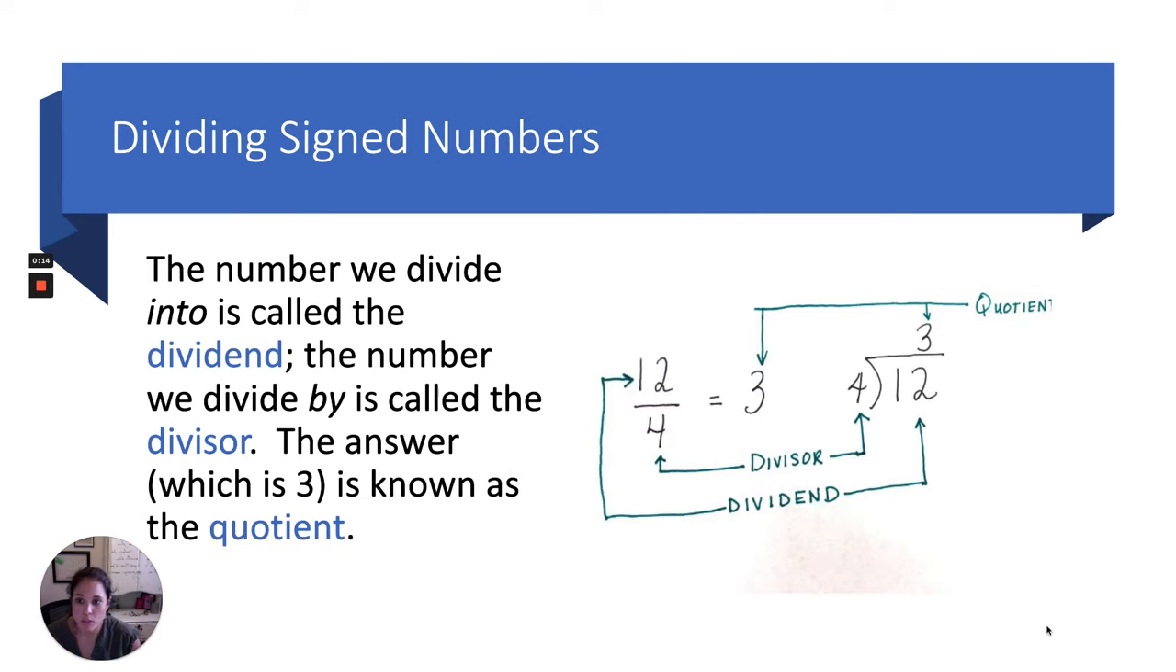Let's review those. The number we divide into is called the dividend, and the number that we are dividing by is the divisor. So look at this problem here, 12 divided by 4. Now, when we set this up, 12 is our dividend and 4 is our divisor. And when we divide this and we get an answer, we call this answer the quotient. So the quotient of 12 divided by 4 would be 3.